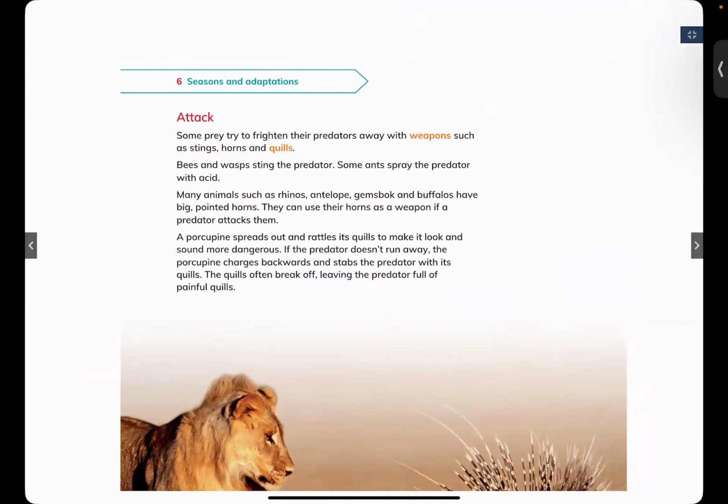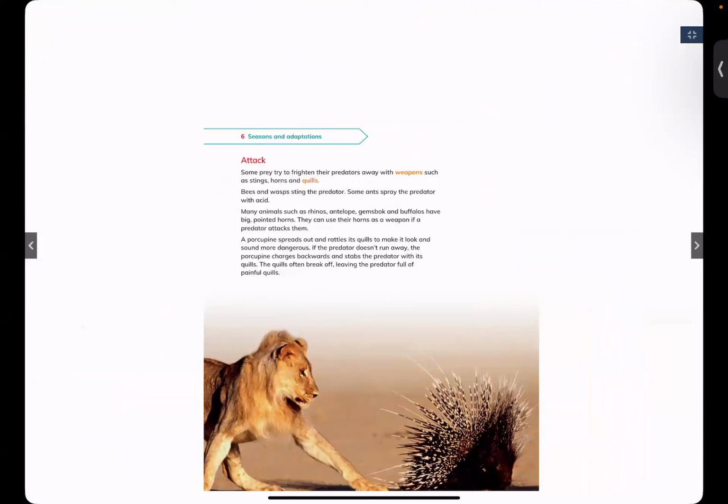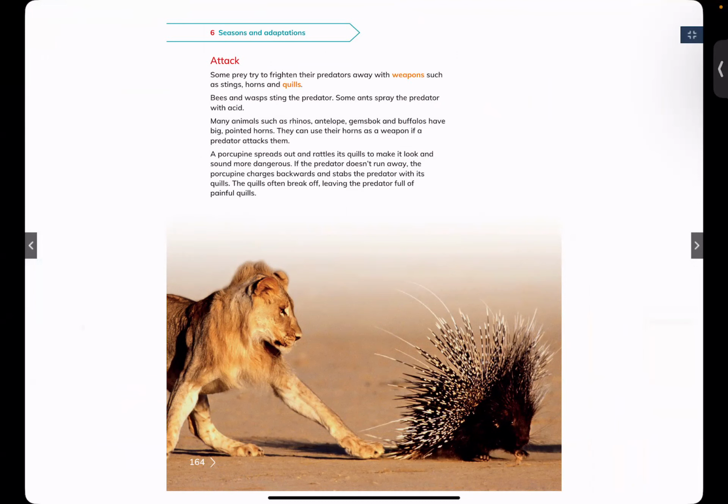Attack. Porcupine, it's quite popular here. No animal would attack a porcupine, because if they dare to, the porcupine uses its quills to attack these predators, and that's how it protects itself. So a porcupine spreads out and rattles its quills to make it look and sound more dangerous. If the predator still doesn't run away, it charges backward and stabs the predator with its quills. The quills often break off, leaving the predator full of painful quills.